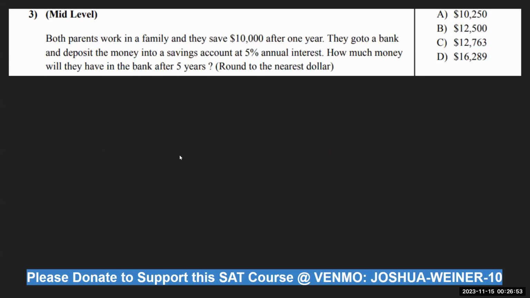All right, very good. Number three: both parents work in a family. They save $10,000 after 1 year. They go to a bank and deposit the money into a savings account at 5% annual interest. How much money will they have in the bank after 5 years? All right, so let's write this out.